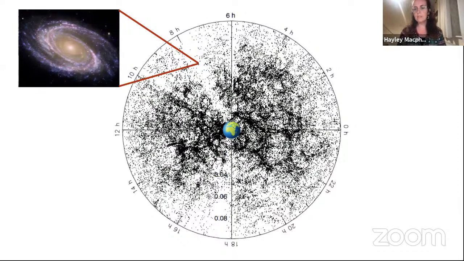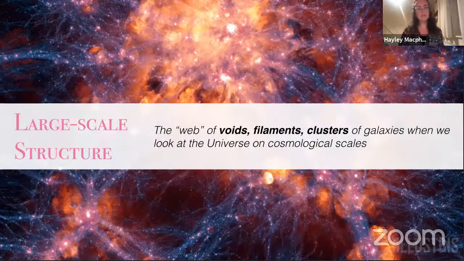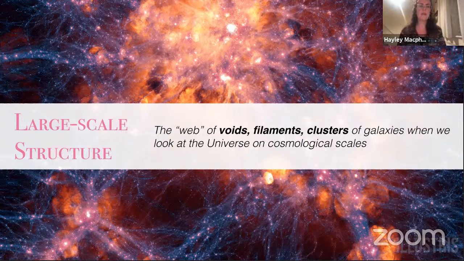And one thing you probably notice is that they're not quite smoothly distributed. We have some regions that have fewer galaxies, they're underdense, and we call these voids. And some other regions are quite dense, where galaxies have clustered together, and no surprises, we call these clusters. There are also these kind of elongated structures that connect clusters to one another, and these are called filaments. And so when a cosmologist says the large-scale structure, they're referring to this spiderweb type structure of voids, filaments, and clusters of galaxies when we look at the universe on really large scales.